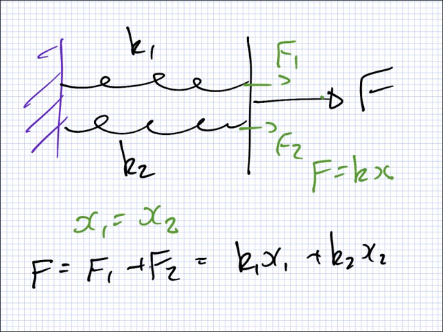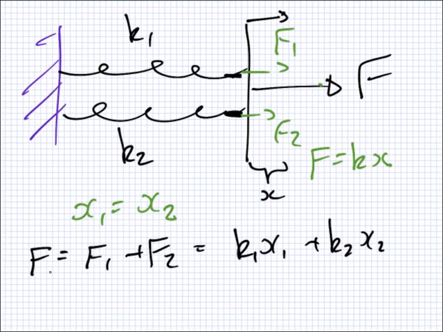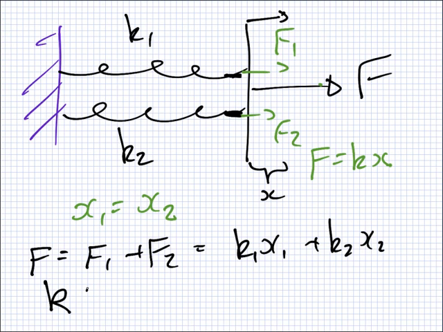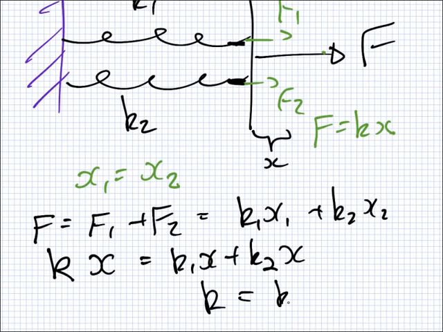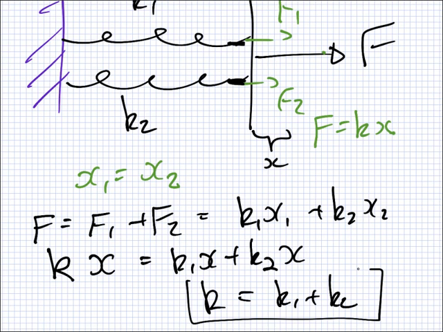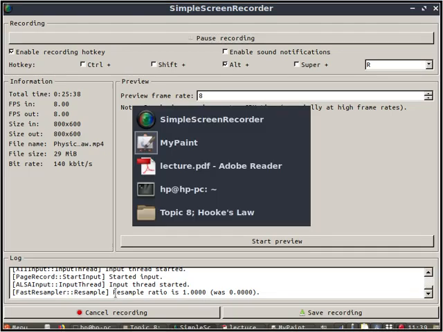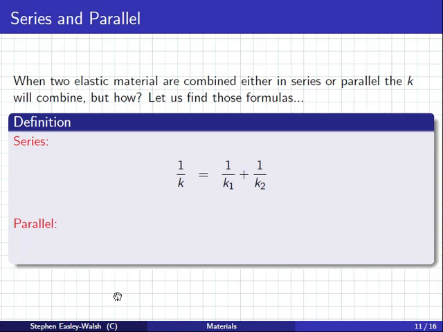But remember we said x1 equals x2, and also it will equal x. Like if I move this 1 centimeter to the right, how much does this one move? 1 centimeter, and yeah, all the extensions are the same. So you get Kx equals K1x plus K2x. So yeah, K equals K1 plus K2. So if they're in parallel, then the formula is that. Success. Okay, so if you can write those two down.